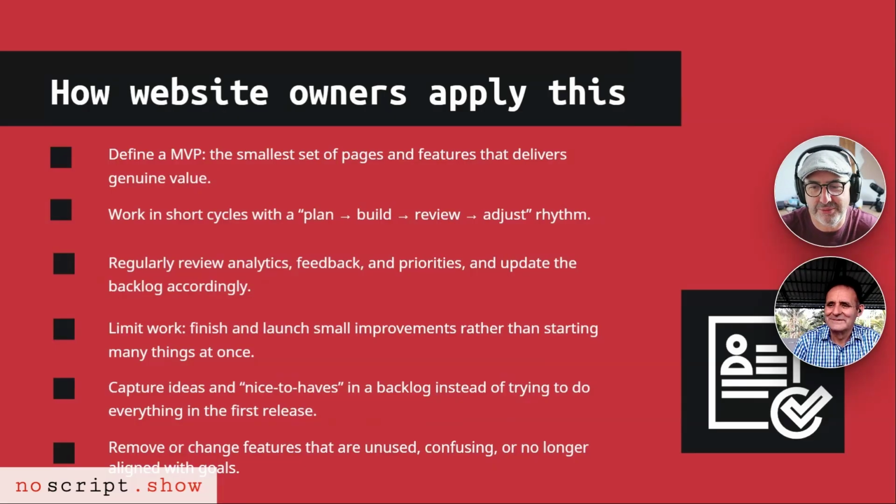Gosh, that's so easy to say. Capture ideas and nice to haves in a backlog instead of trying to do everything in the first release. Guilty, guilty. Remove or change features that are unused, confusing, or no longer aligned with goals. That all adds up perfectly, doesn't it? That makes sense. That even links back to one of the key things of content design, removing stuff that you no longer want.